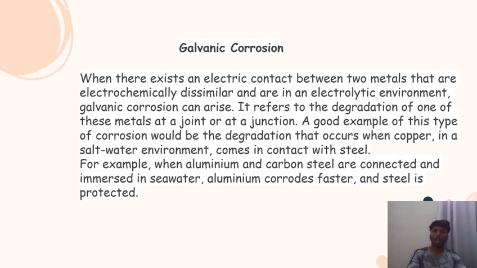Coming to the fourth, galvanic corrosion. When there is existence of electric contact between two metals that are electrochemically dissimilar and are in an electrolytic environment, galvanic corrosion can arise. It refers to the degradation of one of these metals at a joint or at a junction. A good example of this type of corrosion would be the degradation that occurs when copper in a soil water environment comes in contact with steel. For example, when aluminum and carbon steel are connected and immersed in seawater, aluminum corrodes faster and steel is protected.